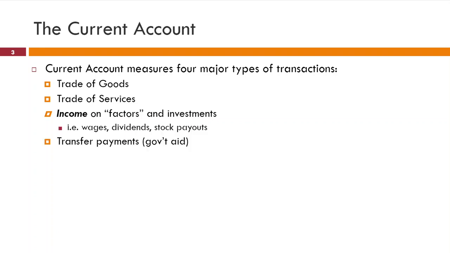And the last item here are transfer payments. Transfer payments, remember, are payments that move without any form of expected good or service in return. So we're talking here about government aid. The United States, for example, sends money to countries all over the world, and that would show up as the United States just sending money to a country like South Africa to help with medical research.